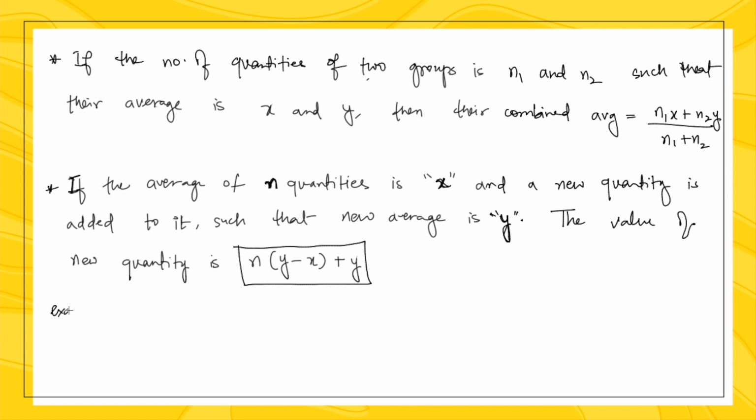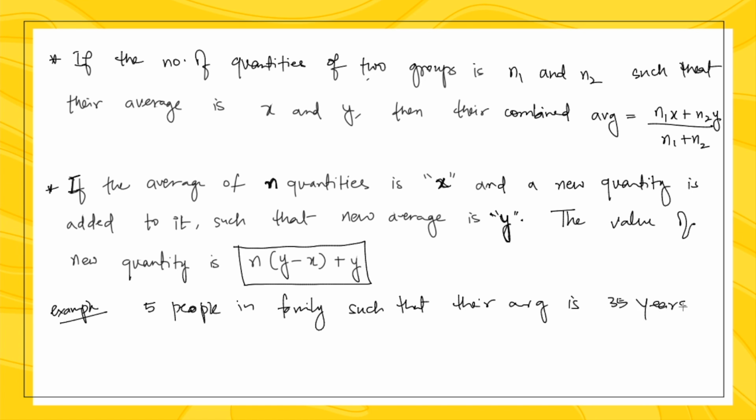I'll just give you a quick example of that. Let's say there were 5 people in a family, such that their average age is 35 years. Let's say that a newborn baby came, and now the new average is 40 years. So what is the age of the baby?